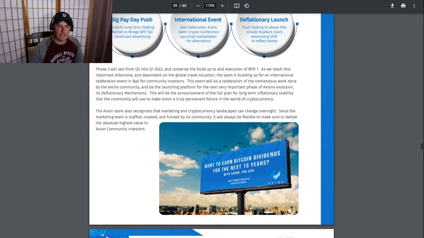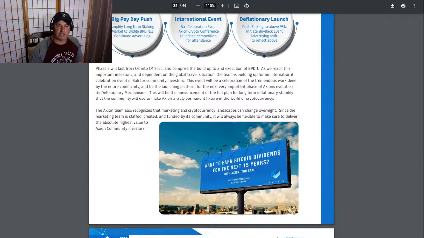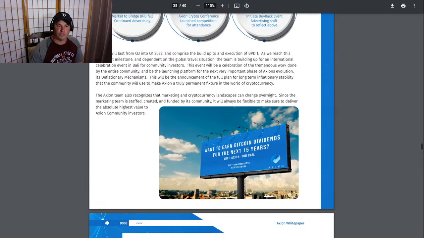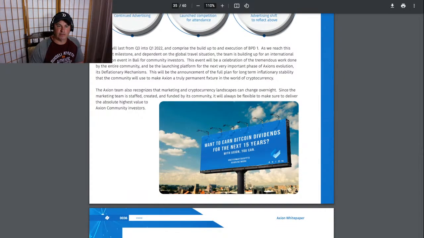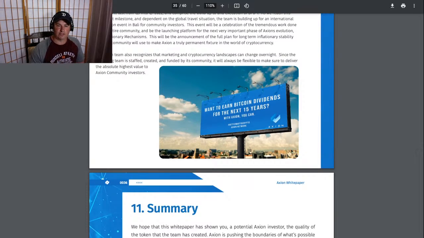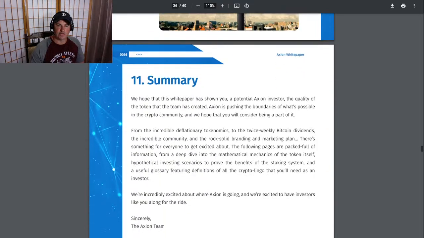The Axion team also recognized that the marketing and cryptocurrency landscapes can change overnight. Since the marketing team is staffed, created and funded by its community, it will always be flexible to make sure to deliver the absolute highest value to Axion community investors. And there's a nice billboard there. Want to earn Bitcoin dividends for the next 15 years? Can't do much better tagline than that. Then with Axion you can. So pretty cool there. And then it's got the little hashtag there. So pretty neat.